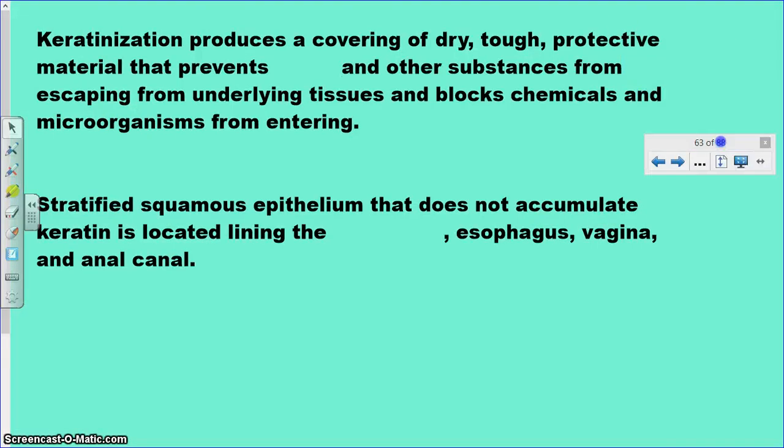So keratin, as I was saying, keratinization is caused by that protein keratin, and it helps to prevent water and other substances from escaping your body. It also blocks chemicals, microorganisms, water, and other substances from entering your body. Now, stratified squamous epithelium isn't just found in your skin. It's also located in the oral cavities we talked about, the esophagus, which is the tube that conveys your food from your mouth down to your stomach, as well as the vagina and the anal canal. There, you're not going to accumulate that keratin.